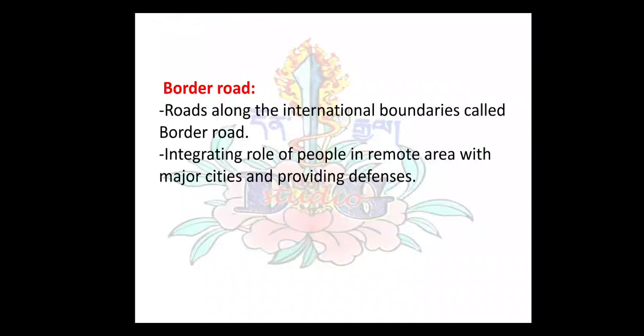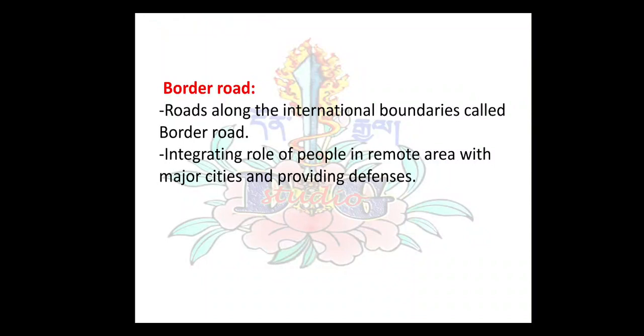So if we say in India, border road means roads which are near the India-Pakistan border, roads which are near the China-India border. These types of roads are called border roads. So what are the significances or the importances of border roads?